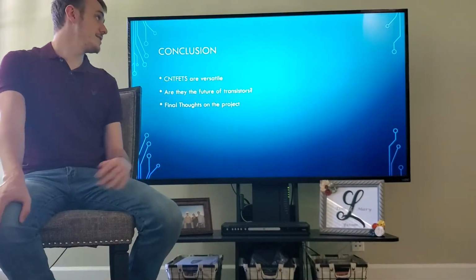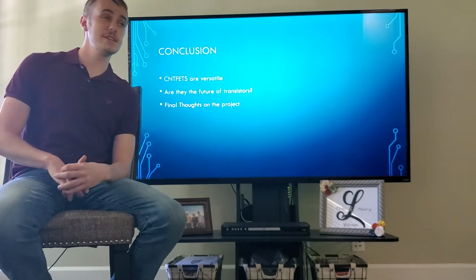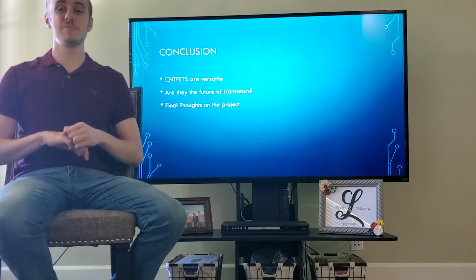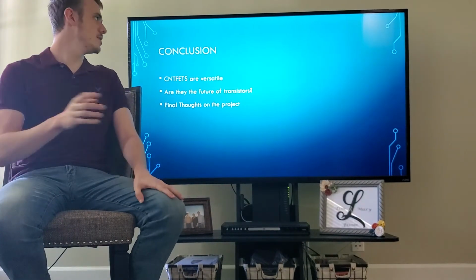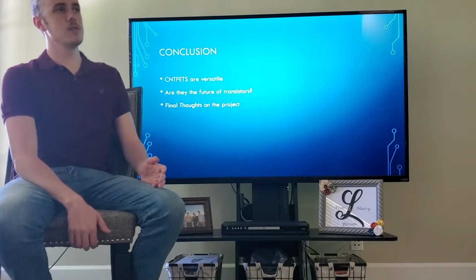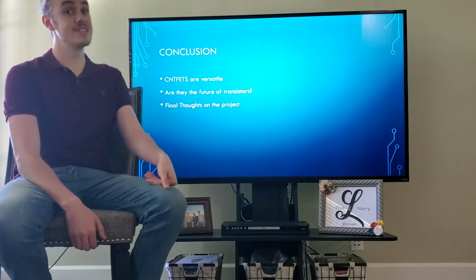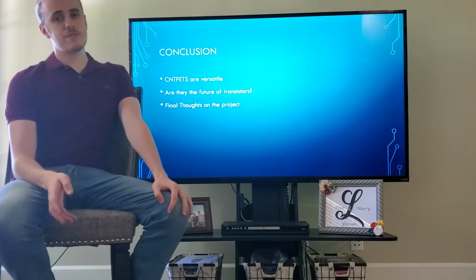So the conclusion, as I just said, CNT FETs seem to be very versatile. They run at high frequencies. They don't seem to really be altered all that much. You can see flattening of curves for the different parameters changed, but overall, it operates the way it seems to be intended. And so, are they the future of transistors?